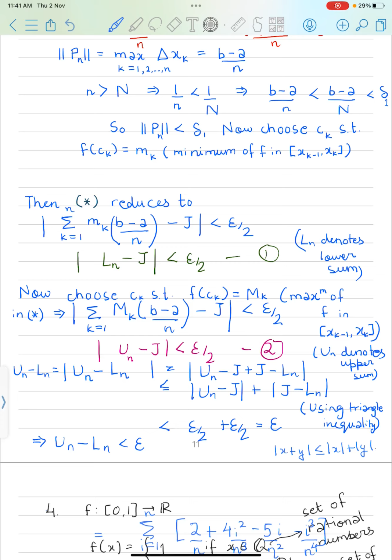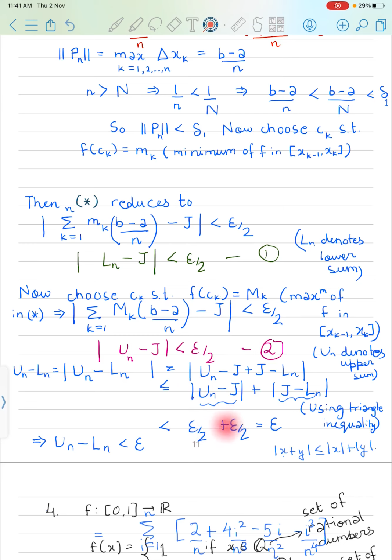You can look on the internet for the proof, or read any book, you will find it. So in this case, I'm taking x as Un minus j and y as j minus Ln. So this is less than or equal to mod x plus mod y. This is my x, this is my y. So you will get this, and from equations 1 and 2, you get this one and this one.